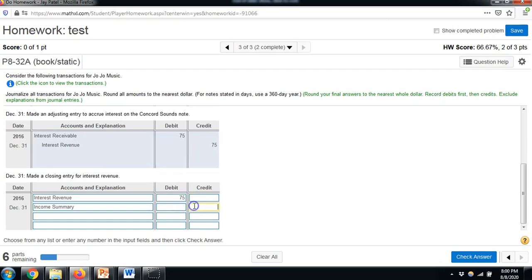75, 75. And again, note that we're not closing out interest receivable. This is going to be a balance sheet account that's going to carry forward to the next period. But for the next period, we want to basically zero out our interest revenue because 2016 is over, and we want to now start from zero and calculate the interest revenue for 2017, which is why we do this closing entry.